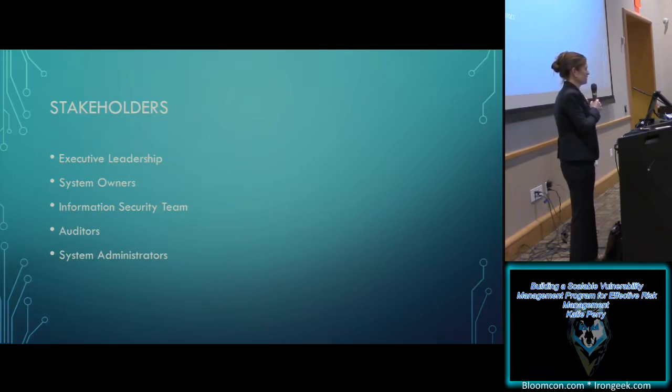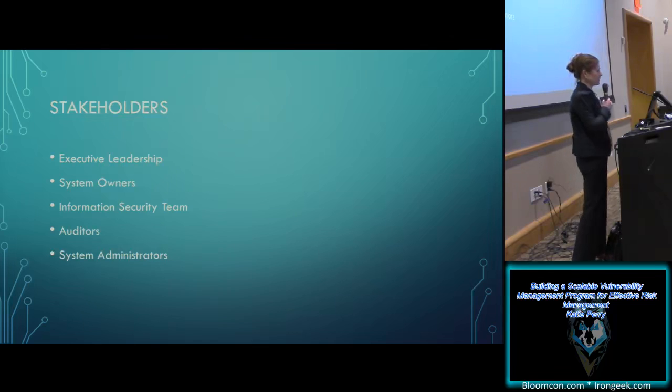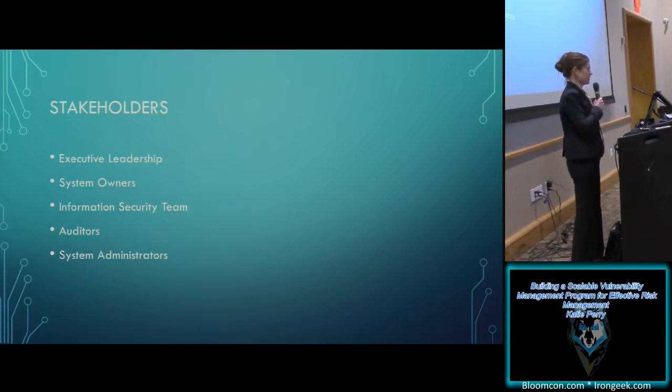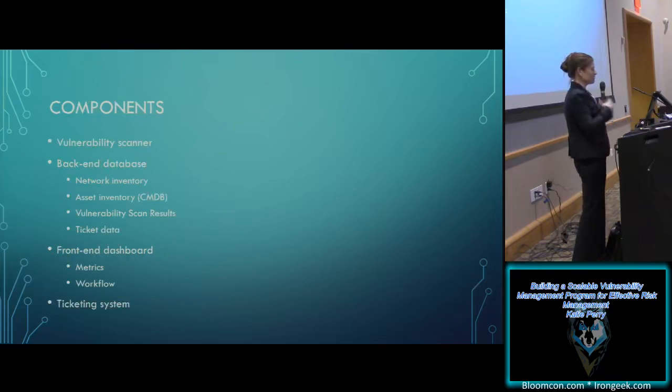You have your system owners. Those are the people who have to make the decision about how to address the risk. They own the system. They know what it's used for. They're responsible for signing off on the vulnerabilities, or, if there's going to be an exception for them, or making sure that they have resources dedicated to remediating them. Your information security team, they run the vulnerability scans and manage the data that comes out of that. Then you have your auditors and system administrators. So system administrators are the ones doing the actual remediation.